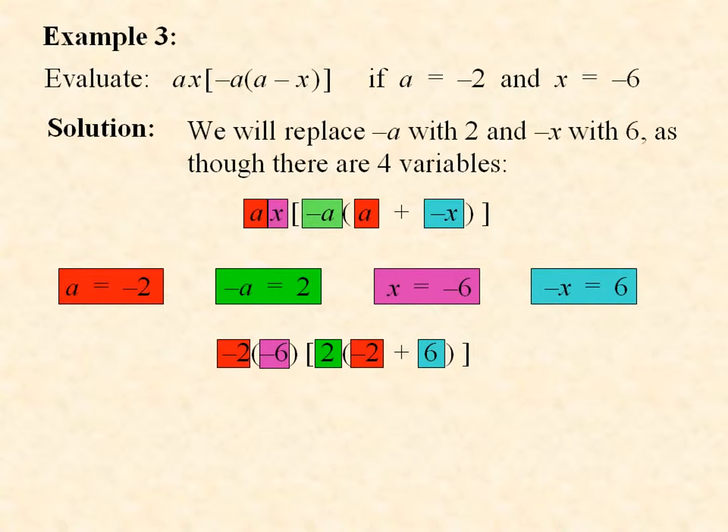-2 times -6, then the brackets 2 times -2 plus 6. We must do the parentheses inside the brackets first, and then we do the negative 2 times negative 6 outside and get 12. So we have 12 times 2 times 4 here, which is 12 times 8, and that gives us 96.